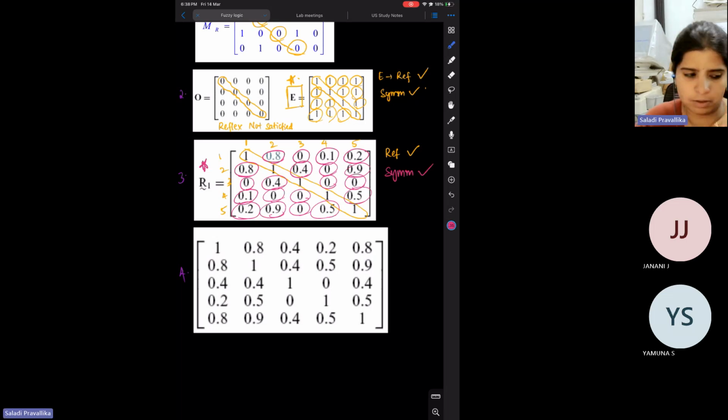Okay, I'll give you a minute or two. Is the fourth one a fuzzy tolerance relation or not?